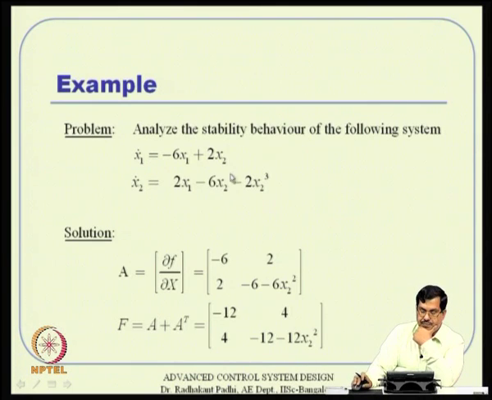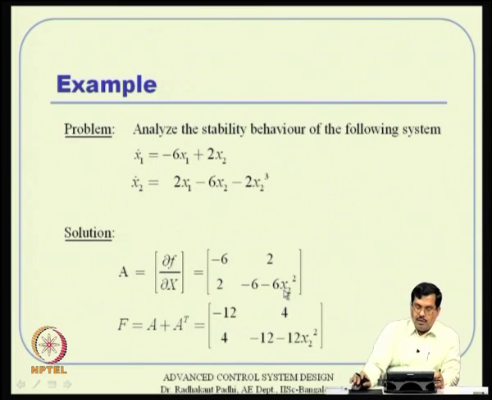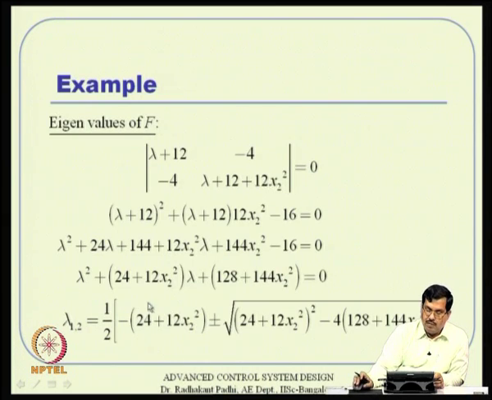Another example: let us analyze the stability behavior of the following system. Again, it is a small example in two dimensions. So, del f by del x happens to be like this. Remember, this is no more a simple number. If I have a linear system, I would have landed up with a number, but if it is a nonlinear system, I have an expression here, and hence this F plus F transpose contains an expression. So, I have to analyze this F and then conclude something about it.